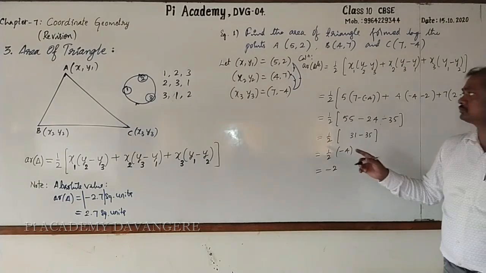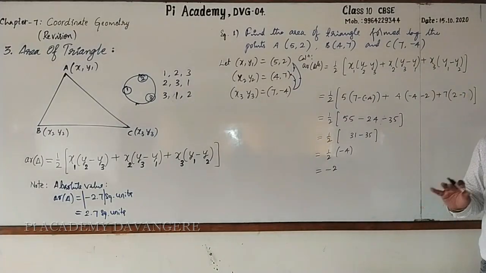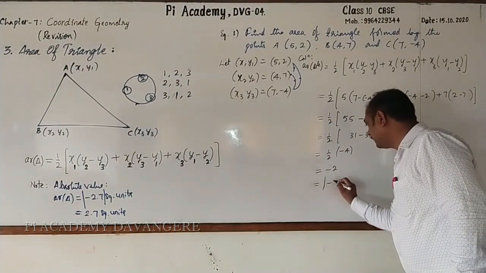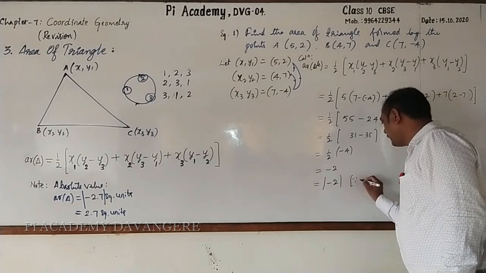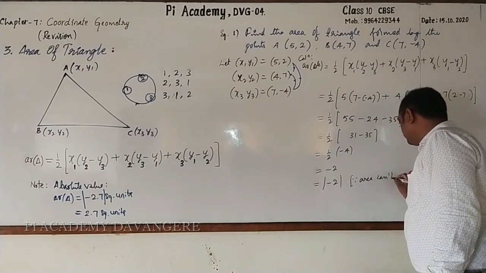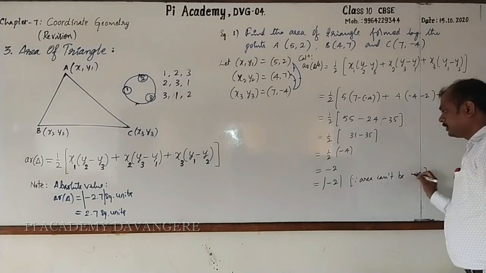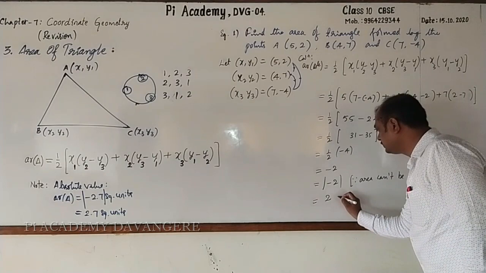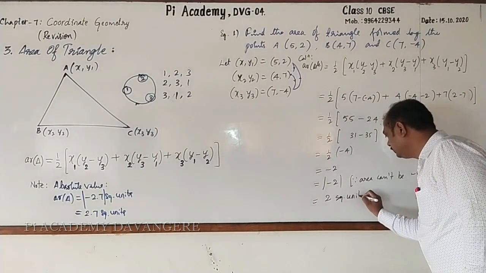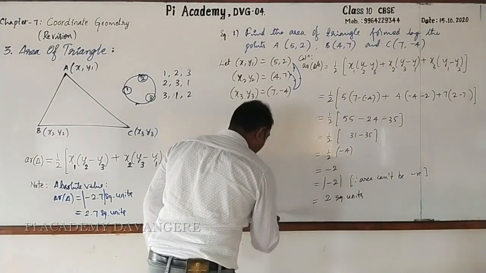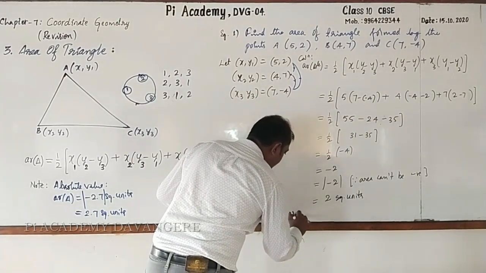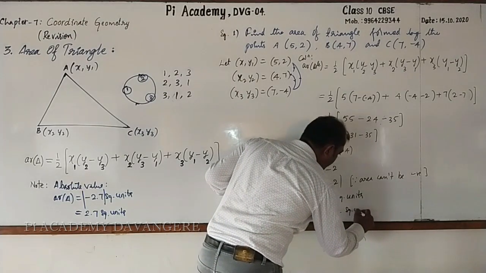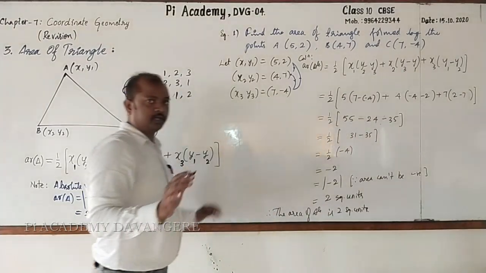I told you, area cannot be negative. Hence, we will go for taking the absolute value. Here I'll write mod of minus 2, because area cannot be negative. Then mod of minus 2 is nothing but just plus 2 square units. So, conclusion: therefore, the area of the triangle is 2 square units. Got it?